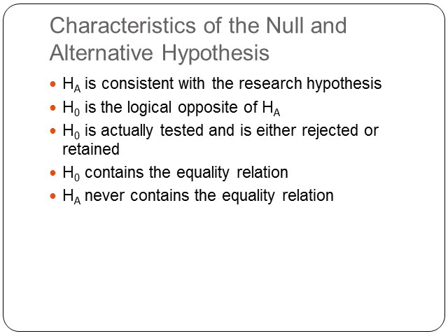The alternative hypothesis is consistent, as I've mentioned. The null is the logical opposite. It is actually tested and either rejected or retained, and contains the equality sign. The alternative never contains the equality sign, and we don't actually test the alternative.